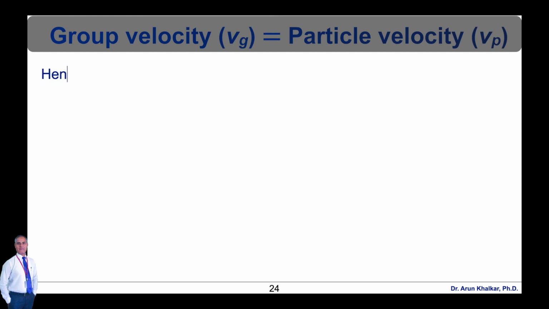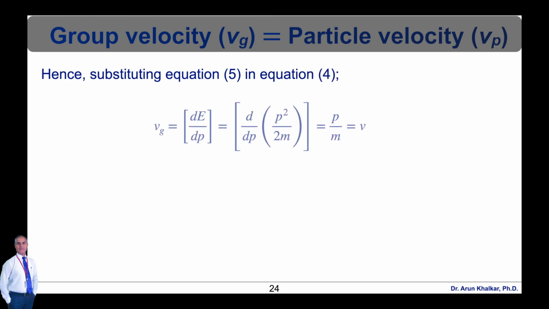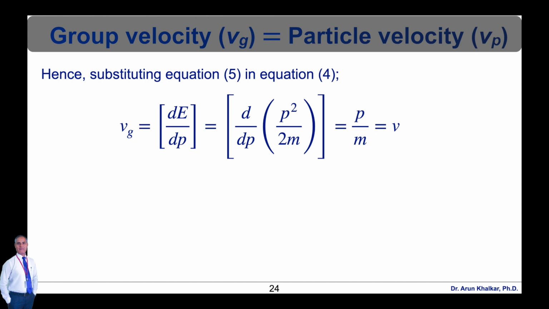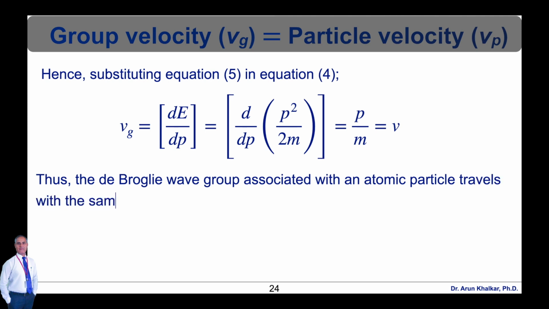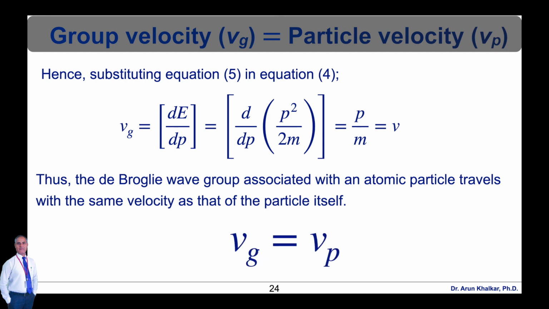So substituting the value of capital E, that is energy, we will get Vg is equal to d by dp of (p square upon 2m). After simplification of this equation, we will get Vg is equal to p upon m. As momentum is nothing but the mass into velocity, by rearranging this equation, V is equal to p upon m. So simply putting this value, we will get Vg is equal to V. Thus, the de Broglie wave group associated with an atomic particle travels with the same velocity as that of the particle itself. So this is a very important equation, that is, group velocity is equal to the particle velocity.